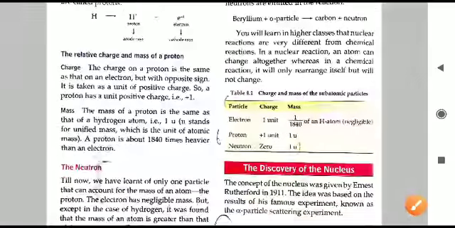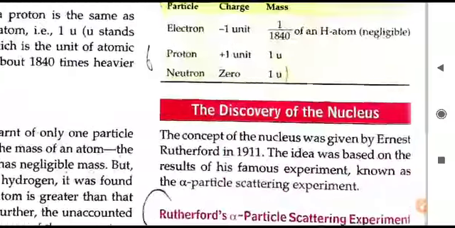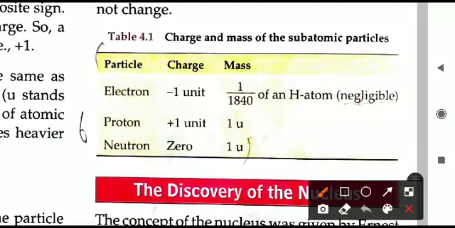So this is all about the third subatomic particle. This table, last time also I told you, you have to learn. This is an important table from your exam point of view. You have to learn the charge as well as the mass of the electron, proton and neutron.